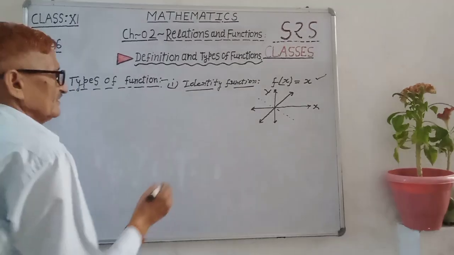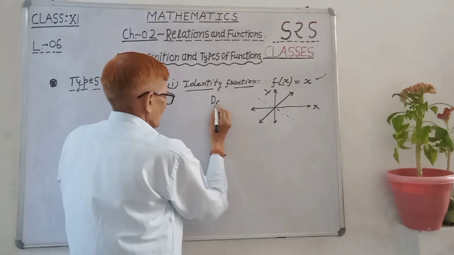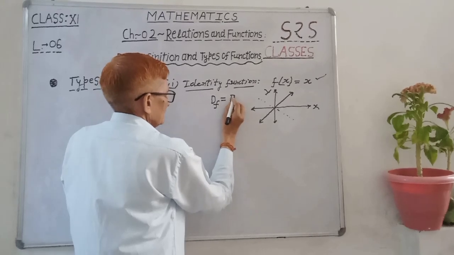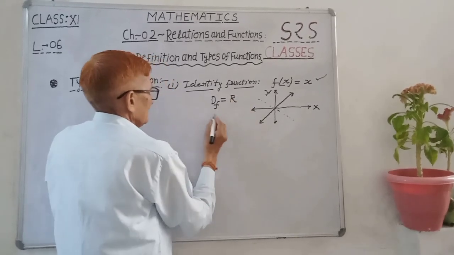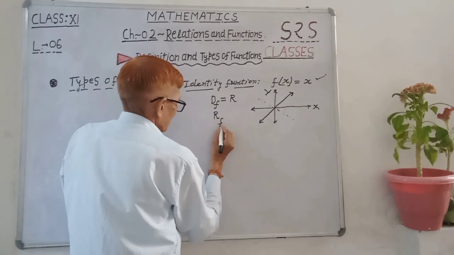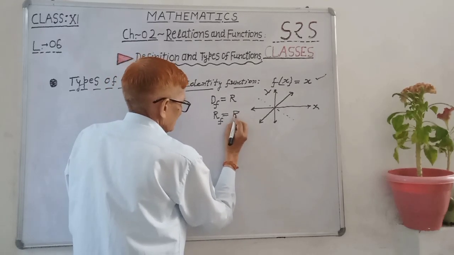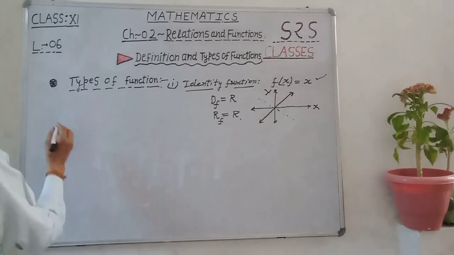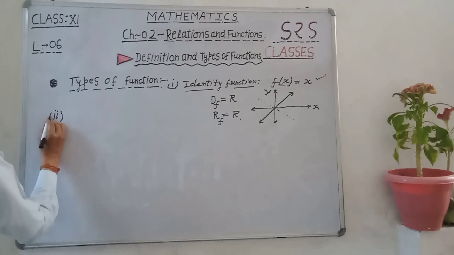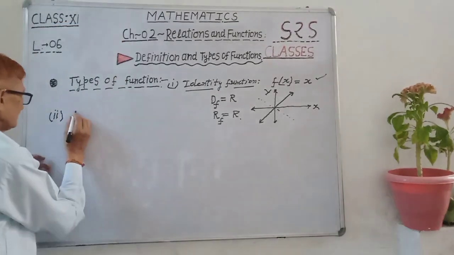Now what is the domain of this function? The domain of this function is the set of all real numbers, and the range of this function is also the set of real numbers. Okay, first completed. Now second, what is second? Constant function.